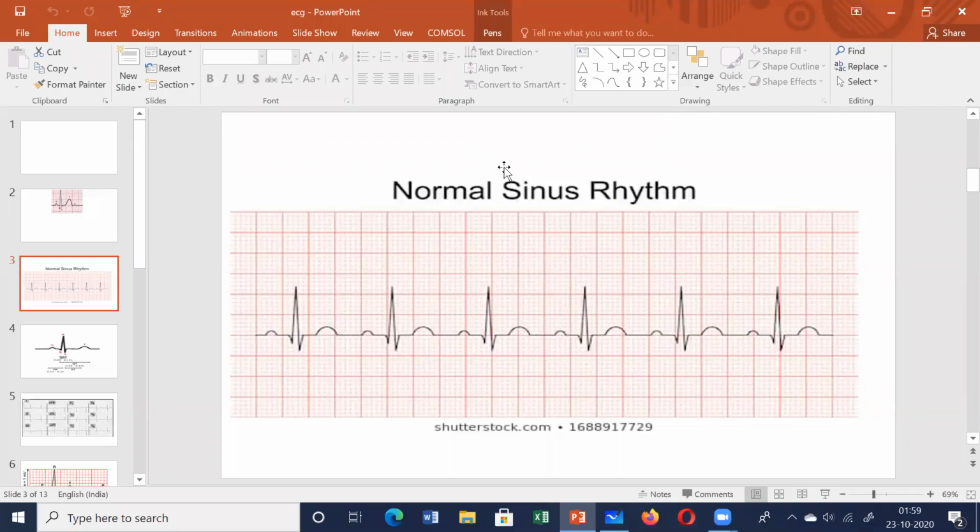So today we shall be talking about the ECG. First let us see what an ECG is and what the importance of ECG is, and then we shall talk about the different leads: the limb leads, the augmented leads. Then we shall talk about the chest leads.